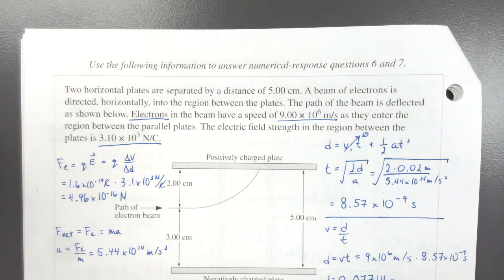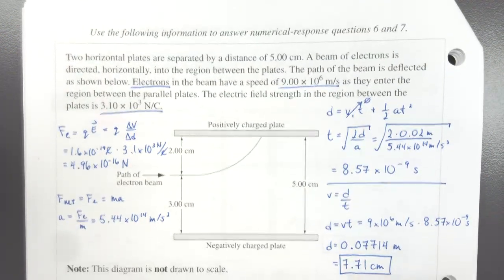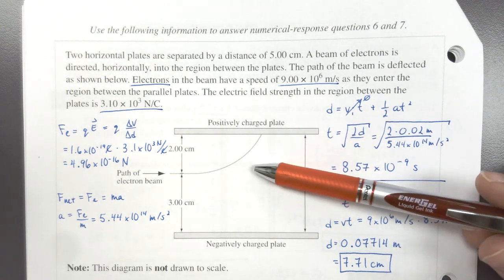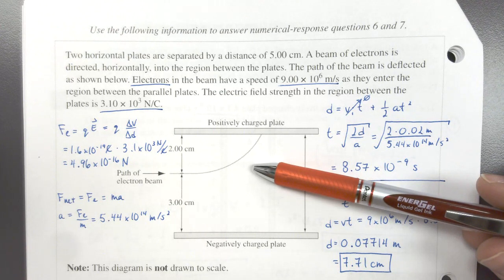Hey, it's Mr. K, Physics 30, Unit B, Part 1, Review, Numeric Response 6 and 7. Doesn't that look like projectile motion? Well, it does to me.